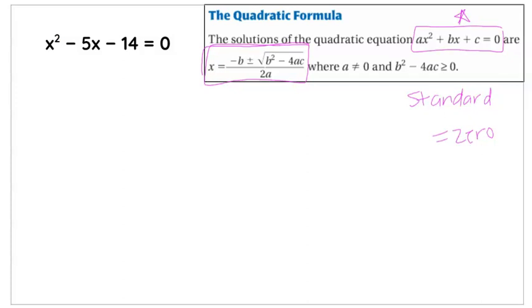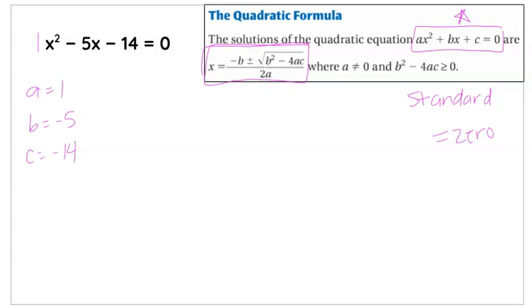So when we look at this equation that we're given, 1x squared minus 5x minus 14 equals 0, it's in that correct form. So that allows us to identify our a value, which is in front of x squared, so 1. Our b value, which is in front of x, so we want to take that negative 5, make sure you keep the sign with it. And then our c value, which is that last number, negative 14.